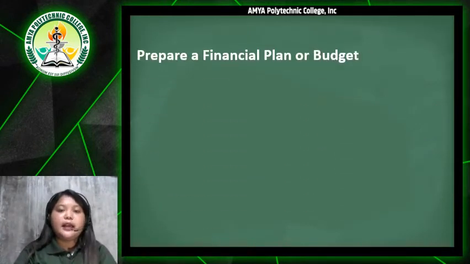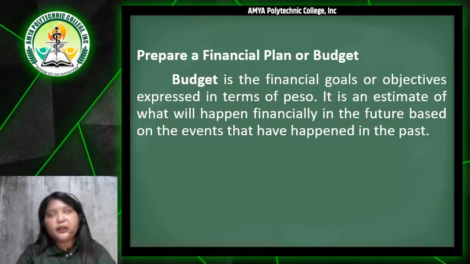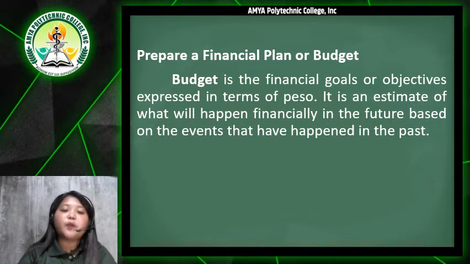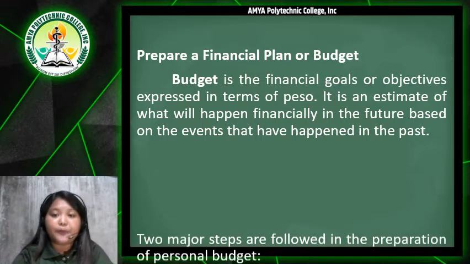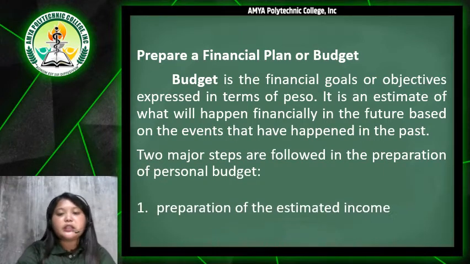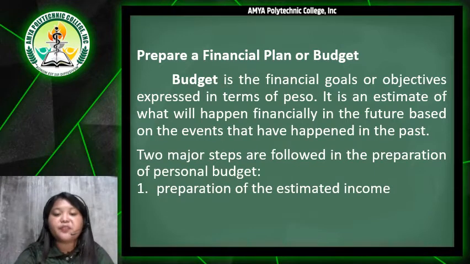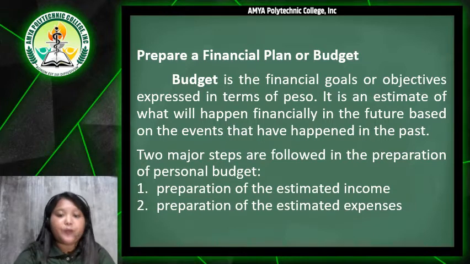Next, how are we going to prepare a financial plan or budget? A budget is the financial goals or objectives expressed in terms of peso. It is an estimate of what will happen financially in the future based on the events that have happened in the past. There are two major steps followed in the preparation of the personal budget: first, the preparation of the estimated income, and second, the preparation of the estimated expenses.